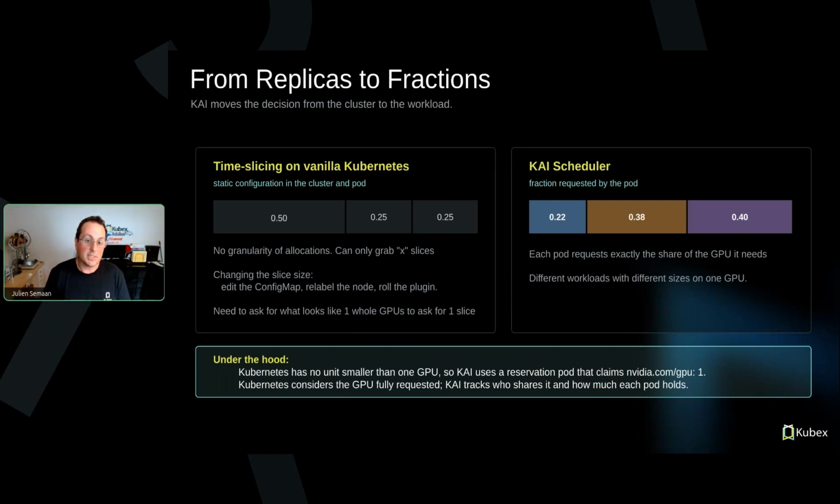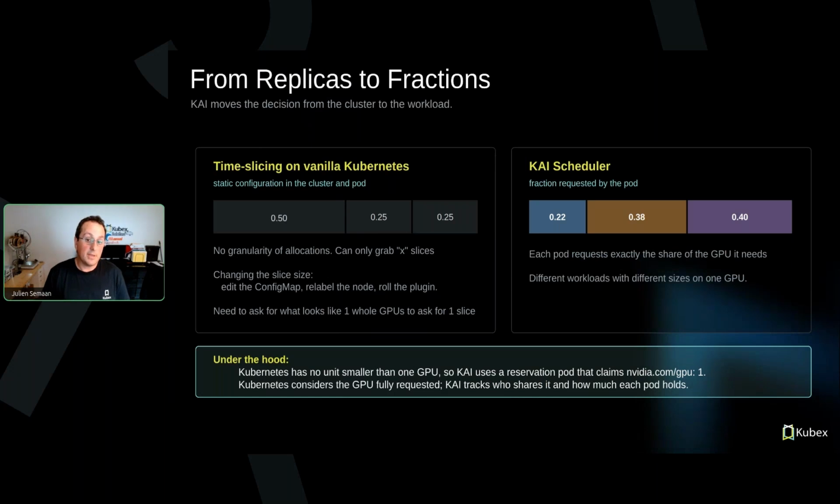The Kai scheduler, which is a CNCF project, moves that decision into the workload. One pod can ask for 0.22 of a GPU, another for 0.38 of a GPU, and Kai can place them together as long as the total fits. So that gives us much finer grained packing without pre-partitioning every GPU. And then under the hood, Kubernetes still understands whole GPU resources. Kai uses a reservation pod to claim the physical GPU from the default scheduler and then keeps its own accounting for the workloads that are sharing.